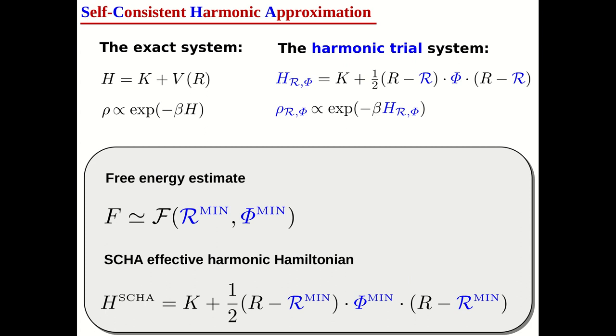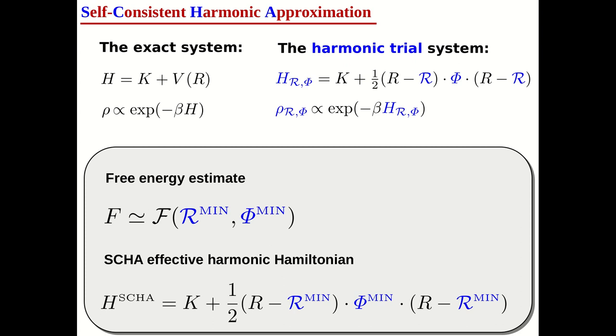So we have the free energy estimate here, and also we have the values of calligraphic R and phi at the minimum point of this functional, and so we have the corresponding harmonic potential, and so the harmonic Hamiltonian. We call this quadratic Hamiltonian the self-consistent harmonic approximation effective harmonic Hamiltonian.